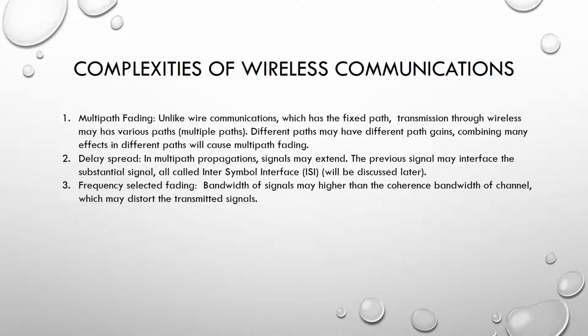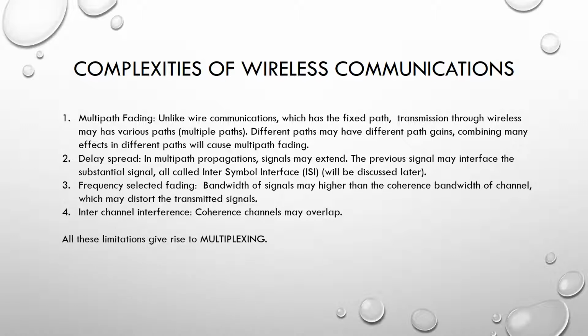The third one is frequency selective fading. The bandwidth of signals may be higher than the coherence bandwidth of the channel, which may distort the transmitted signals. The final one is inter-channel interference. Such coherence channels may overlap.